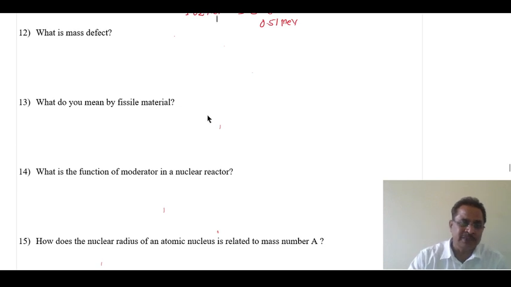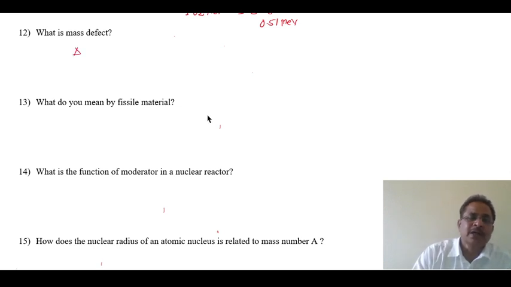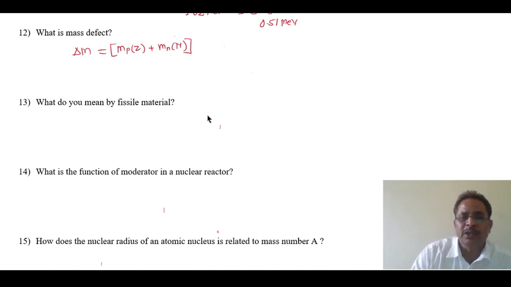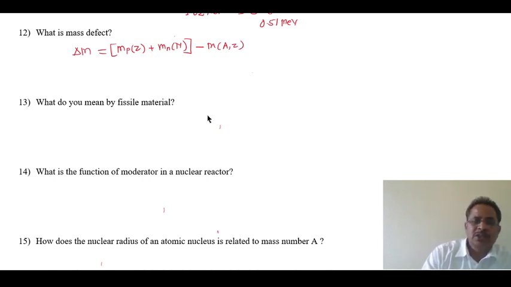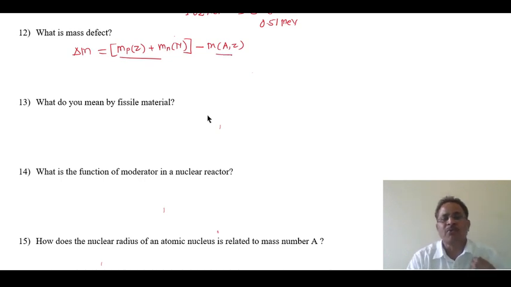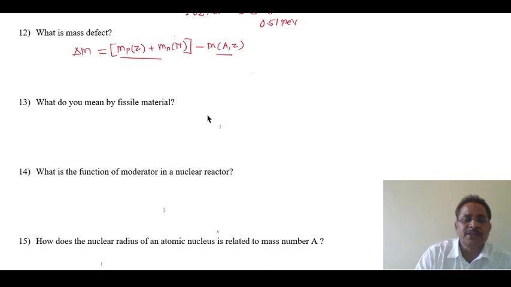So what do you mean by mass defect? That can be calculated here again. Earlier we have known that this is given by the mass of individual nucleons, so that is Mp times Z, the number of protons, plus Mn times the neutrons. We always found that this mass is more than the actual mass of the nucleus, which contains A number of nucleons and Z number of protons. So this mass is always more, and whatever mass is lost in the process of formation of the nucleus is called the mass defect.